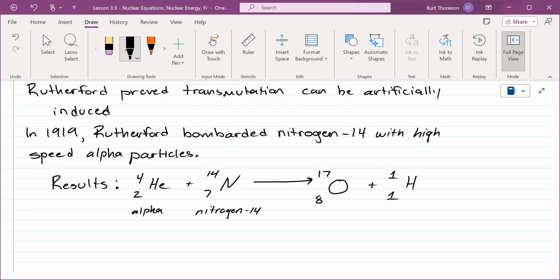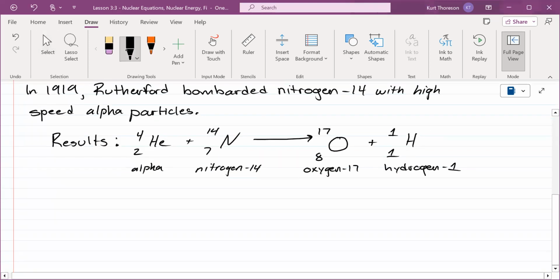He did it in a controlled environment. He made oxygen-17 and he made hydrogen-1. Now, you might be saying, okay, well, we've been talking about this for the past couple of days. What's the big deal? Here's the big deal. What we've been talking about the past couple of days has been naturally occurring. It happens all on its own. Humans don't need to guide it. This was human-guided transmutation, artificial. This opened the door for a lot of possibilities.